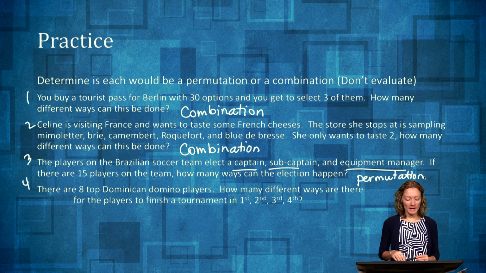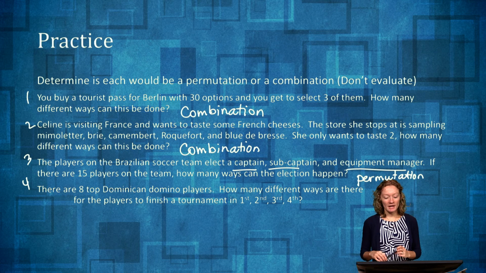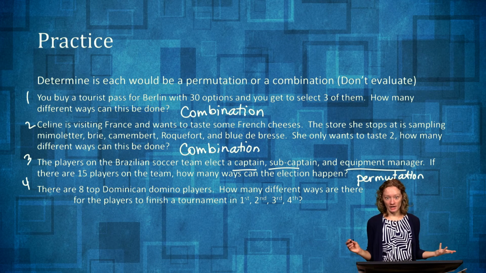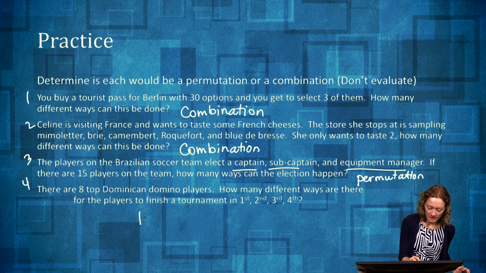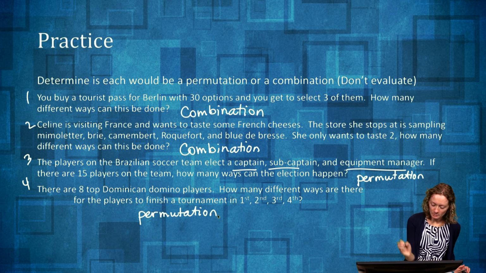Okay, and the last one, there are 8 top Dominican players. How many different ways are there for the players to finish a tournament in first, second, third, fourth? Very clear cut. Order does matter here. So this is a permutation.